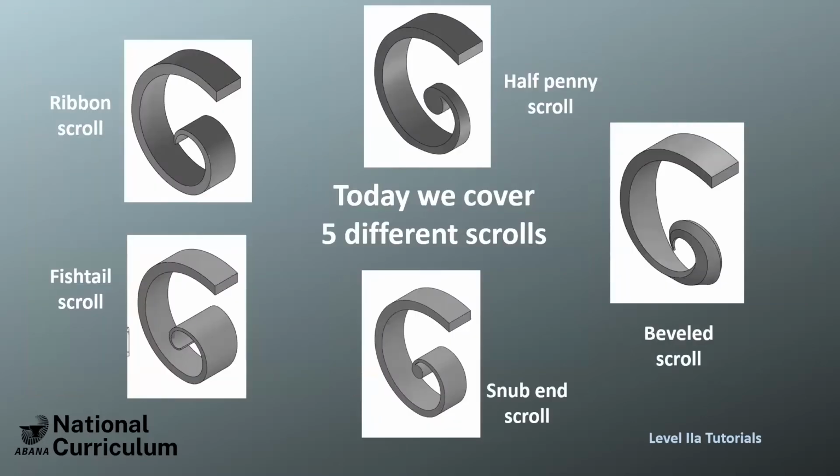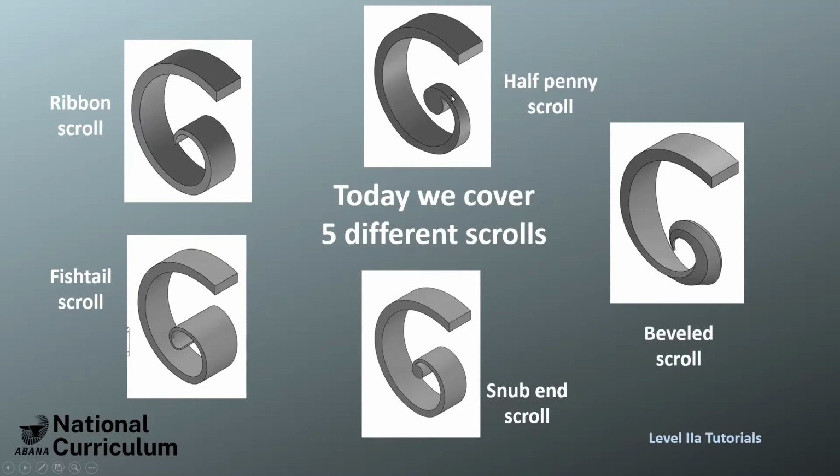Let's get to the scrolls that we want to make. I took Russ's 3D pictures here because they show very nicely what the different scrolls that we teach look like. We will start with the ribbon scroll, which is just tapered and stays the same width, and the fishtail scroll that's tapered and gets wider at the end. And we have 2 snub ends.